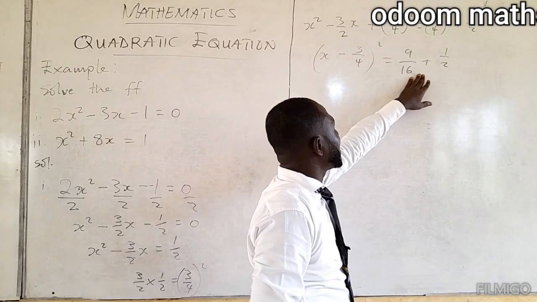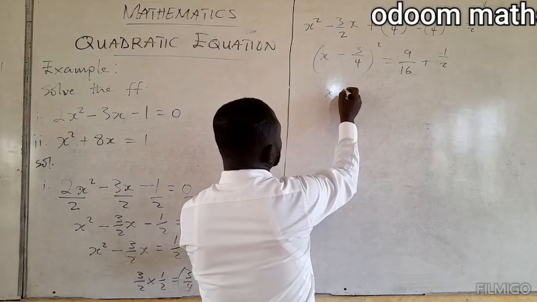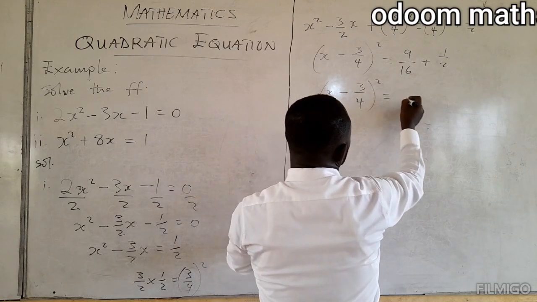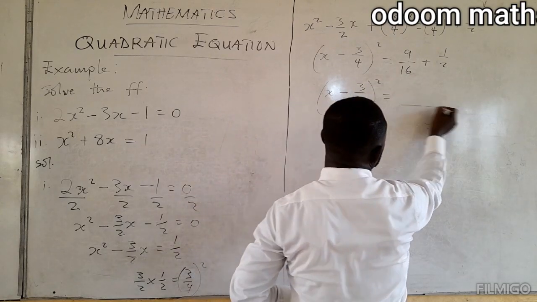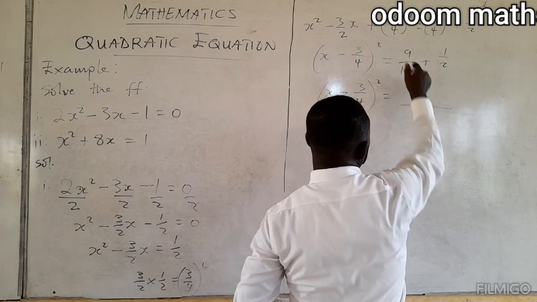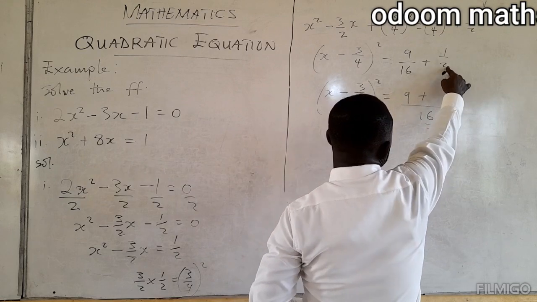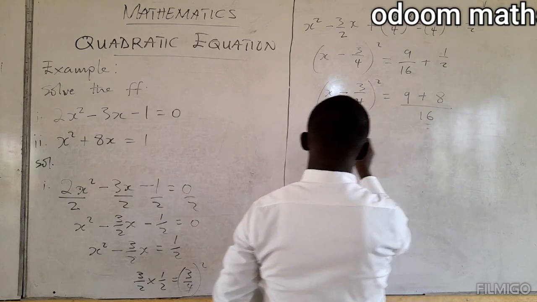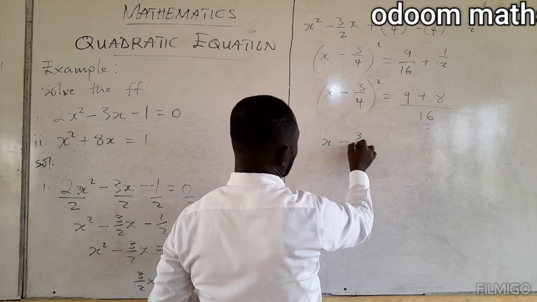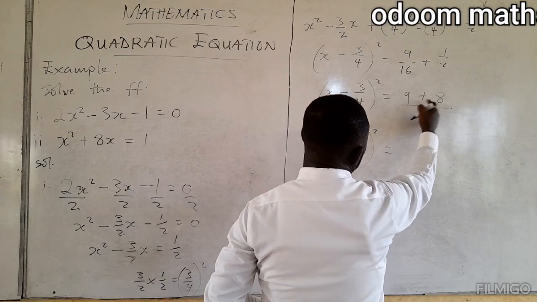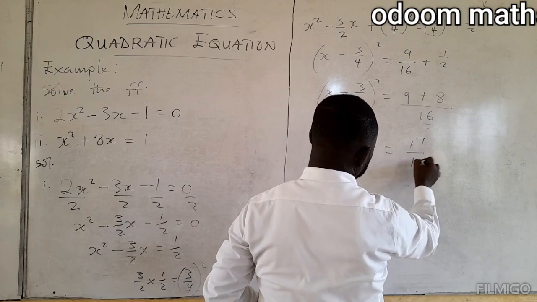From here, let me simplify this one. So x minus 3 over 4 squared is equal to, the LCM here is 16. 16 into 16 is 1, 1 times 9 is 9, plus 2 into 16 is 8, 8 times 1 is 8. So x minus 3 over 4 squared is equal to 17 over 16.